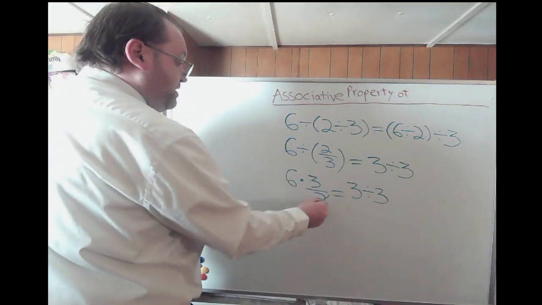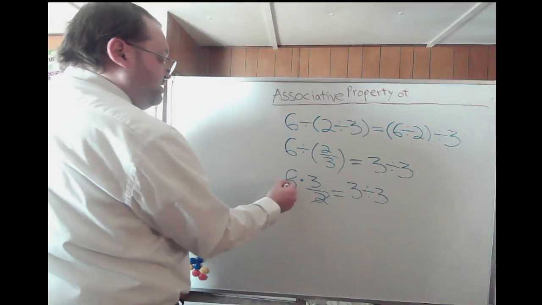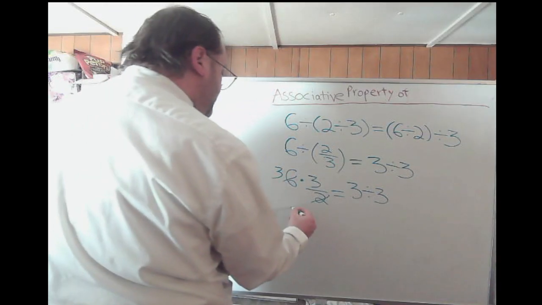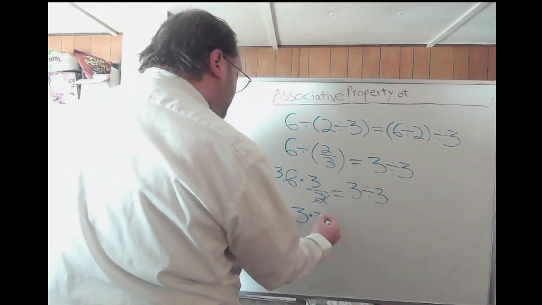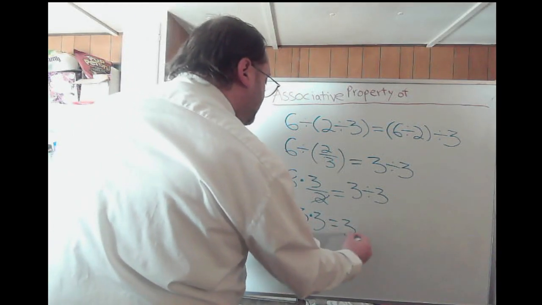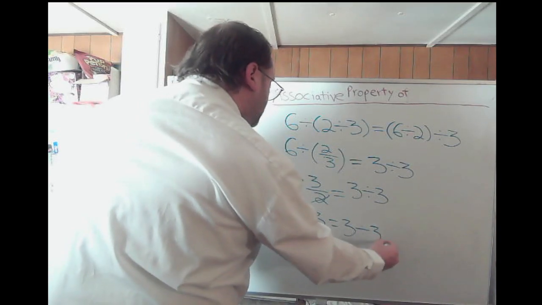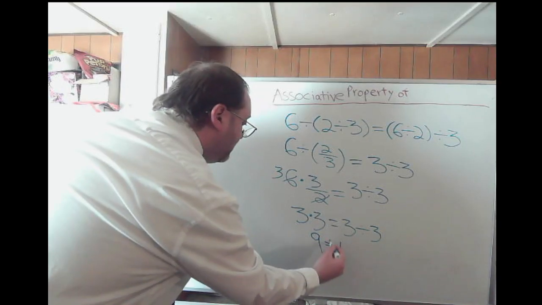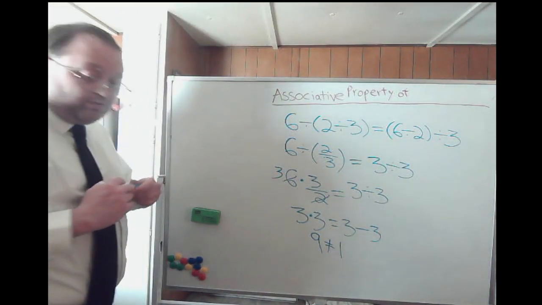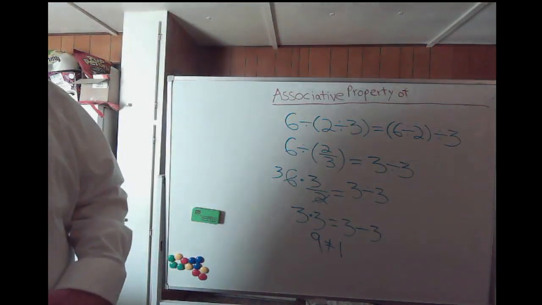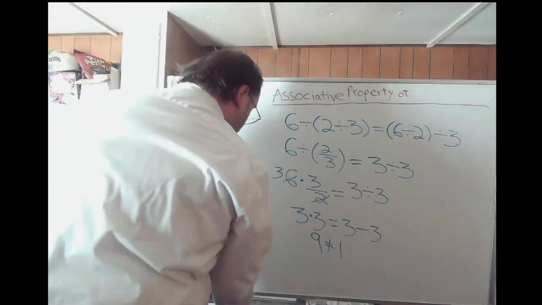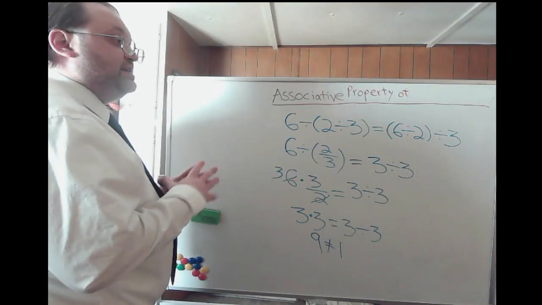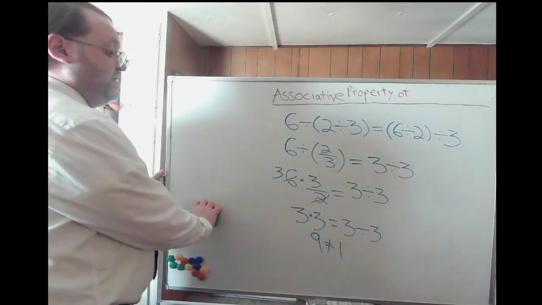Well, we know 2 cancels between the 6 and 2. If you divide 6 by 2, you'll get 3. So you would end up with 3 times 3 equal to 3 divided by 3, which would be like saying 9 equals 1. Well, we know for a fact 9 does not equal 1. So this is one counterexample that will prove the associative property does not work for division. It just doesn't work.